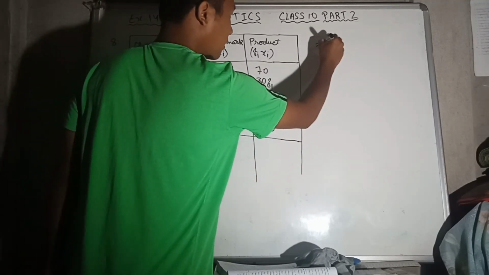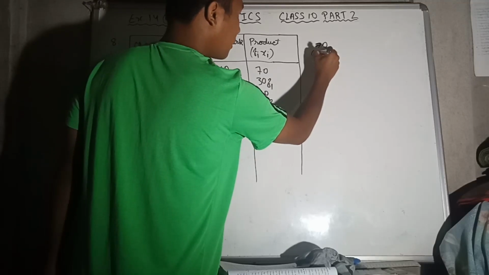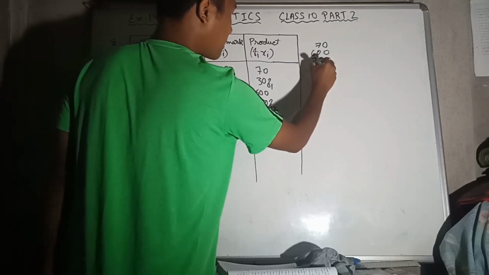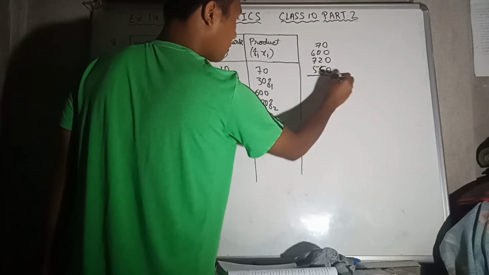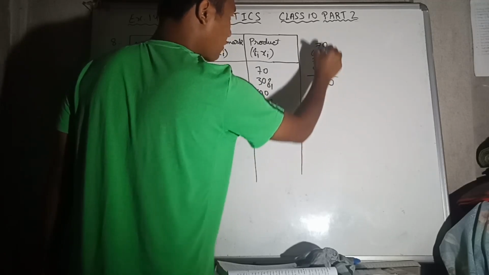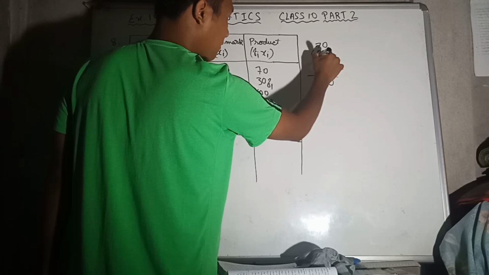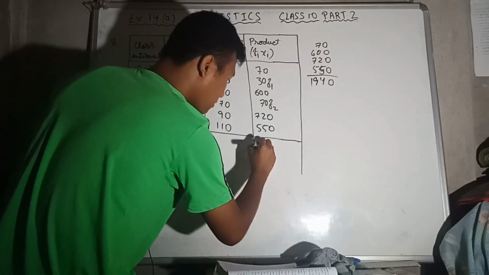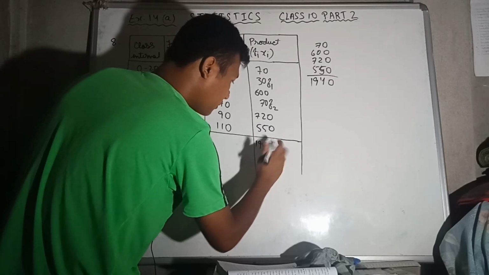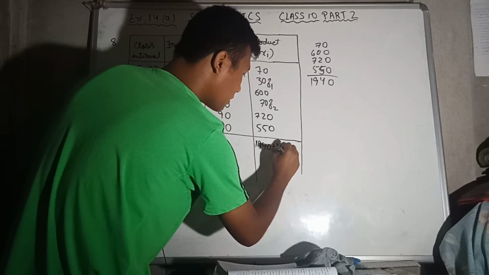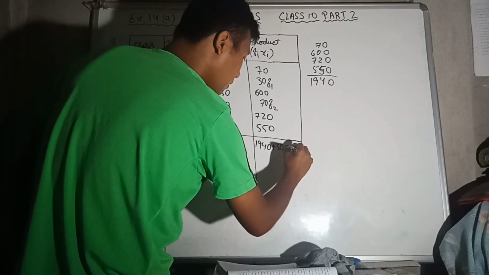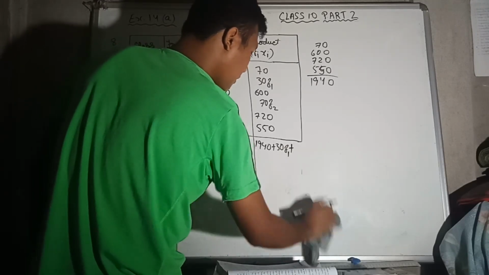Now add 70, 600, 720 and 550. 0 plus 0 is 0. 7 plus 2 is 9, 9 plus 5 is 14, carry over 1. 6 plus 1 is 7, 7 plus 7 is 14, 14 plus 5 is 19. So 1940 plus 30 f1 plus 70 f2.